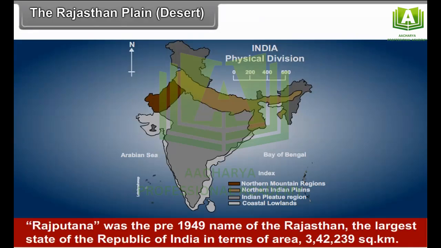Do you know Rajputana was the pre-1949 name of Rajasthan, the largest state of the Republic of India in terms of area, 3,42,239 square kilometers.